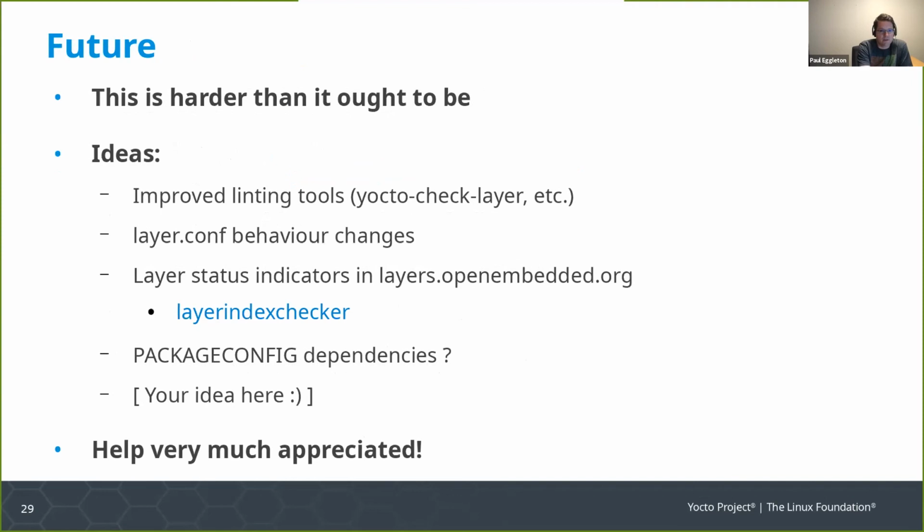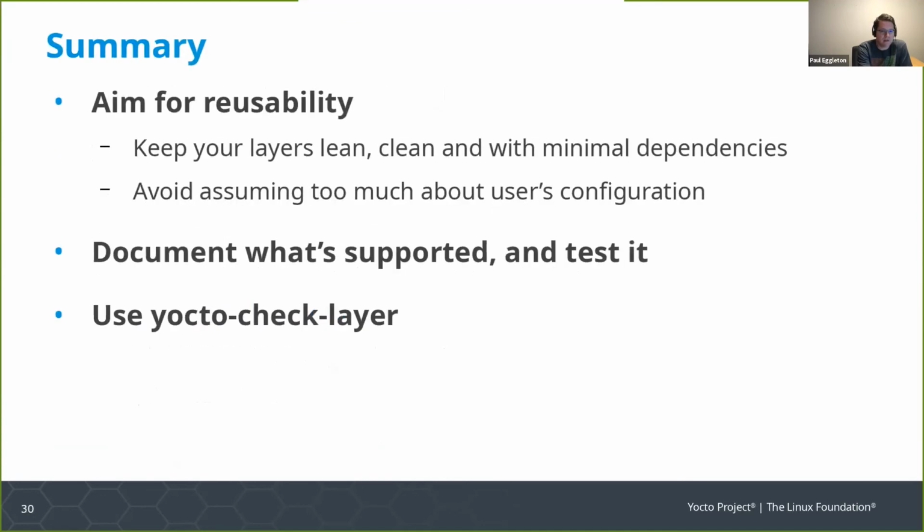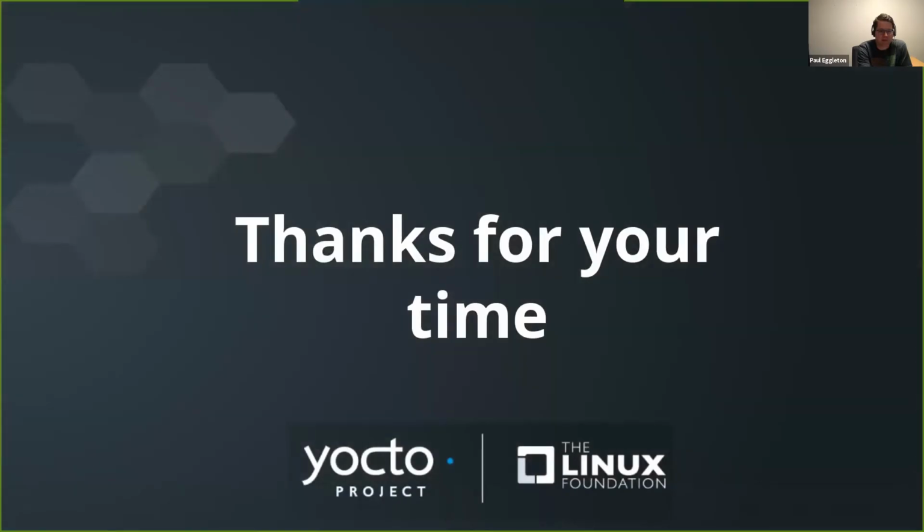So the few things we could potentially do in the future. This is harder than it ought to be. Unfortunately, I don't have time to go through all of these necessarily, but there's some work we can do, and help would be very much appreciated. So in summary, aim for reusability, document what's supported, test it, and use yocto-check-layer to check your layers. Thank you. Any questions if we have time?